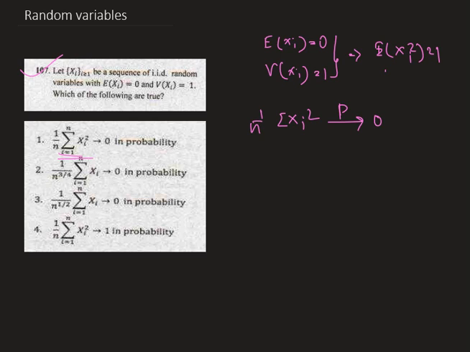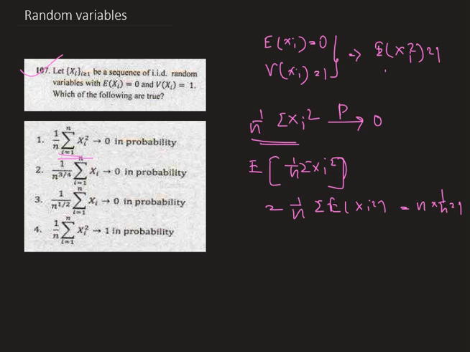So to find this, we need to find the expectation of this statistic and the variance of this statistic, where the expectation must be 0 and the variance must tend to 0 as n tends to infinity. So let's check whether the expectation and variance result in 0 or not. Now the expected value of 1 by n sum over Xi squared is 1 by n sum over expectation of Xi squared. So we get n into 1 by n, which results in 1.